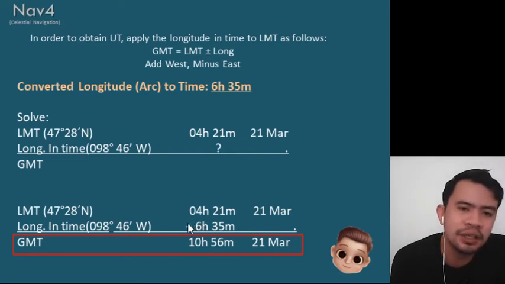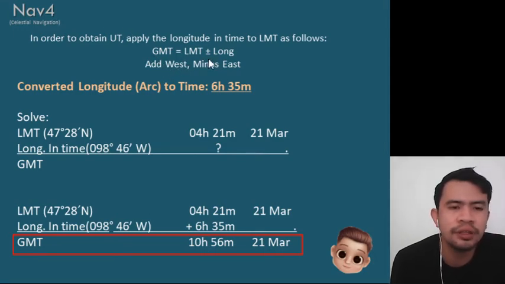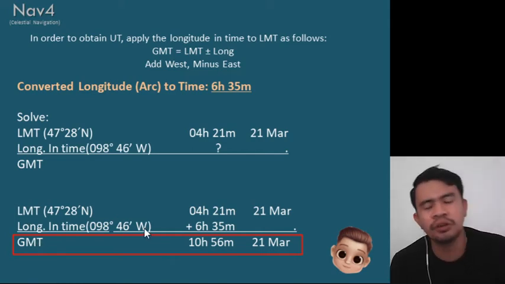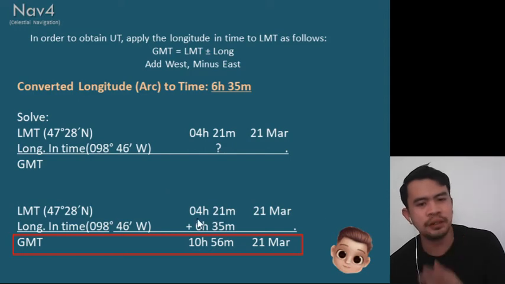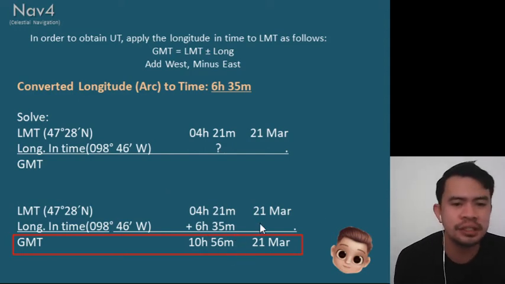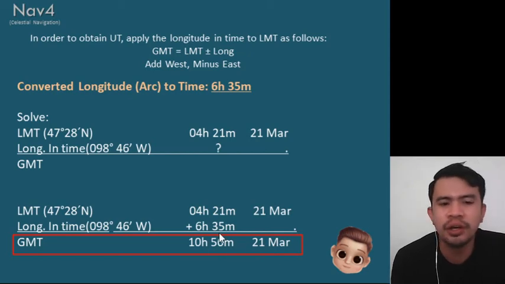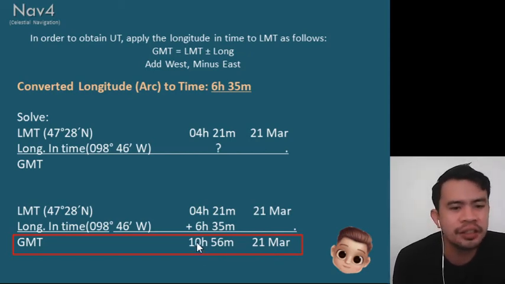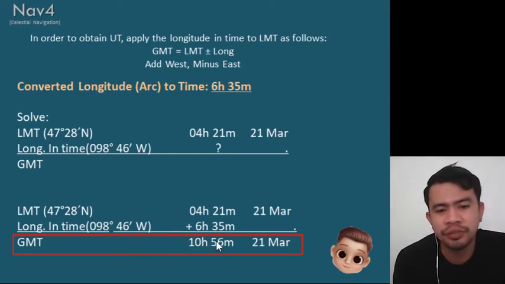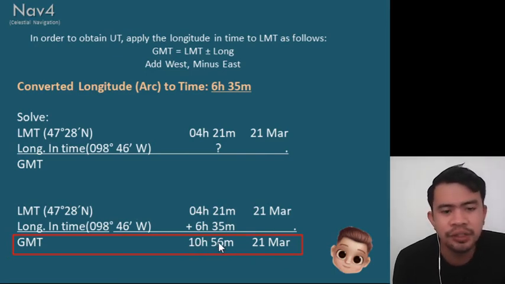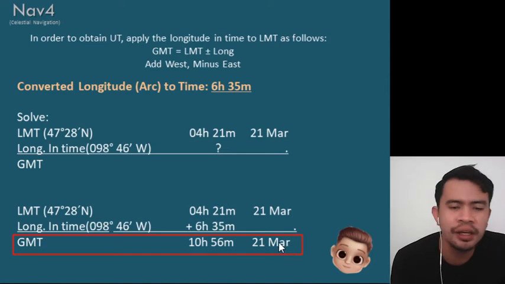So, dinagdag natin siya, add west. Kasi syempre, on our formula, ito yung dapat na gamitin. And we should remember that it's LEG minus. So, LEG minus kapag east. So, kapag west, ipa-plus natin. So, 4 plus 6, 10, 21 plus 35, 56. And we will just copy the date. Of course, pag lumagpas po ng 24 dito, like for example, the answer here is 25 hours 56 minutes, then this becomes 01 hour 56 minutes, tapos magdadagdag ka ng 1 day dito sa 21 March.